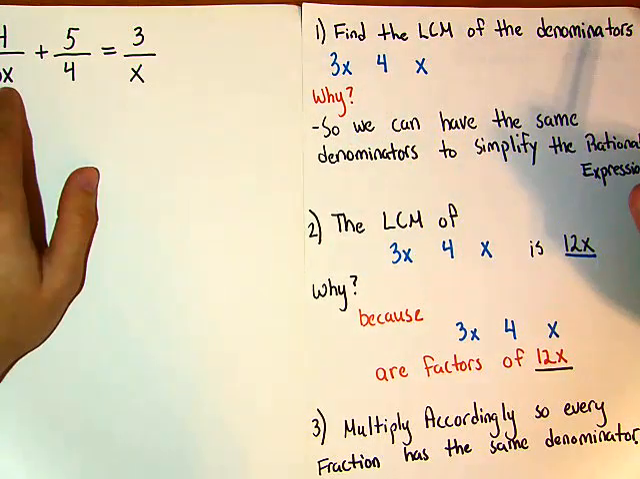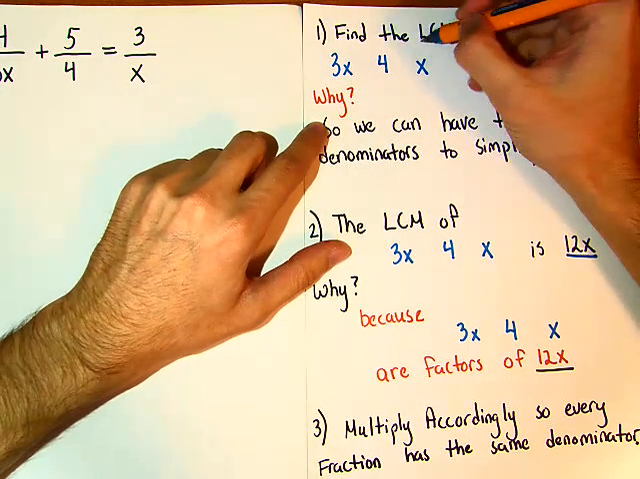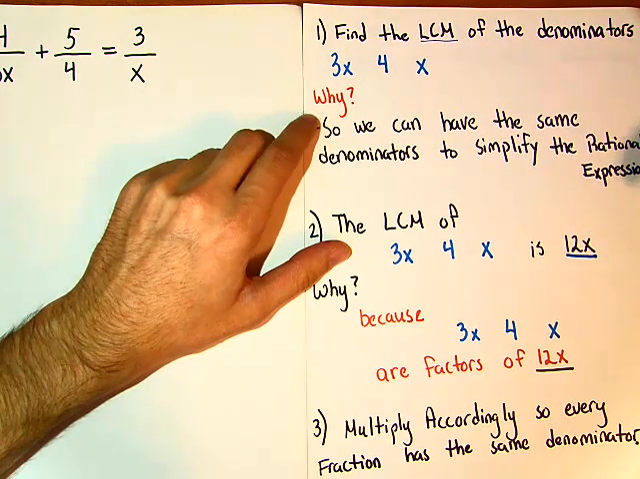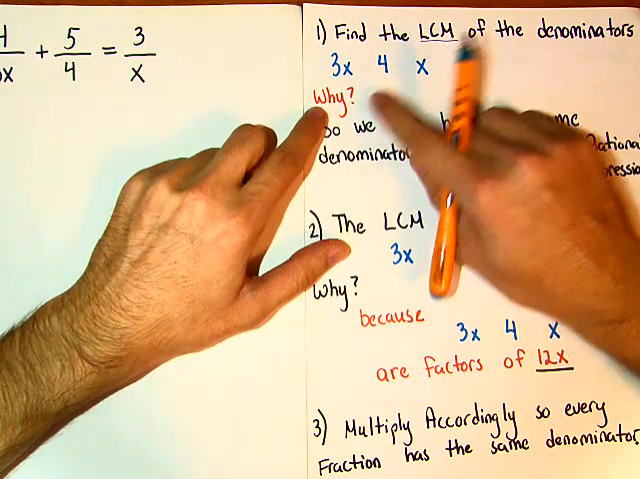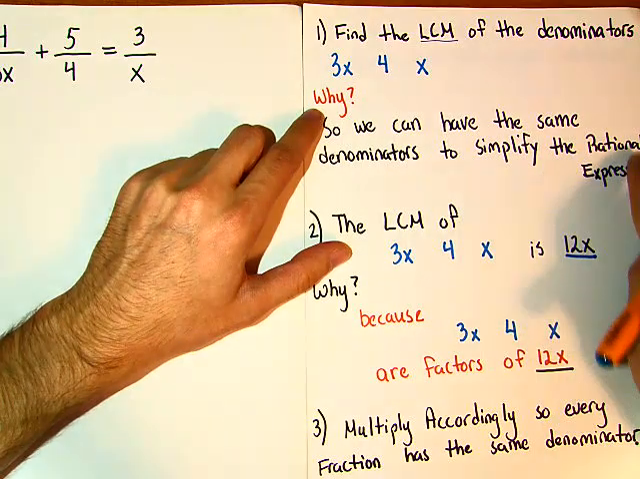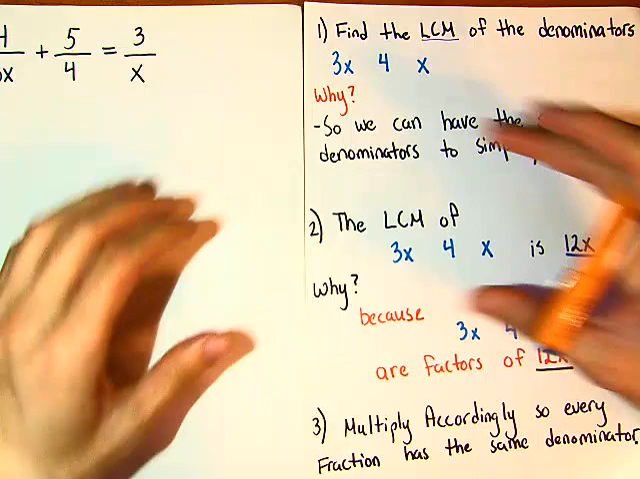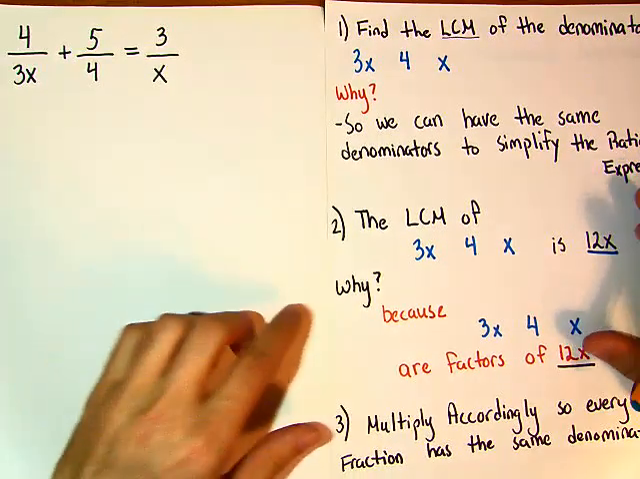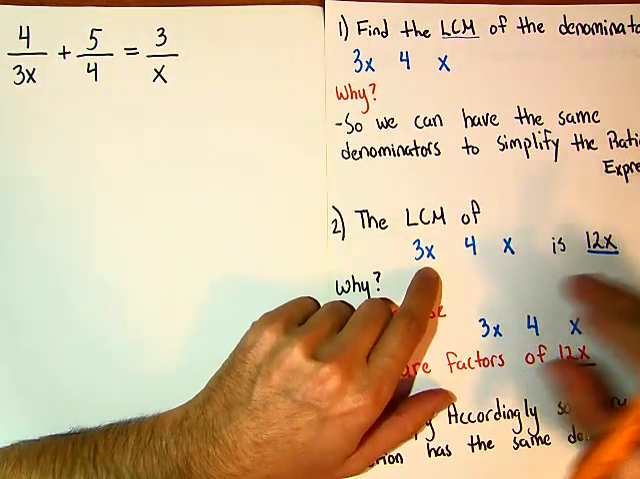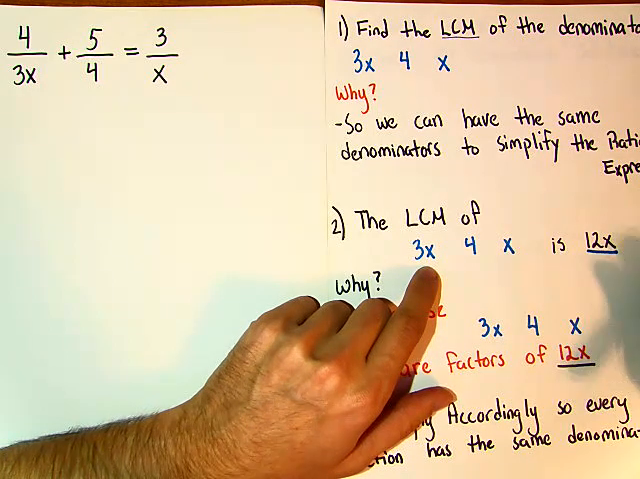So what are the denominators? 3x, 4, and x. And now, what is the LCM of these 3? What is the reason why we are doing this? So we can have the same denominators to simplify the rational expression, right? Remember, these are rational expressions. We want to put them together. Okay, so the LCM of 3x, 4, and x is 12x.